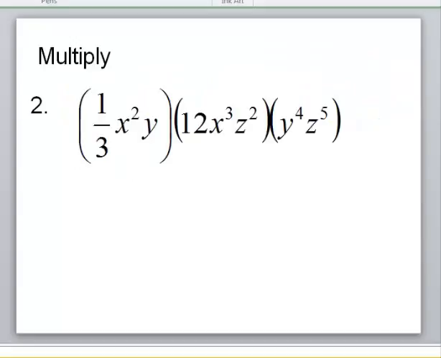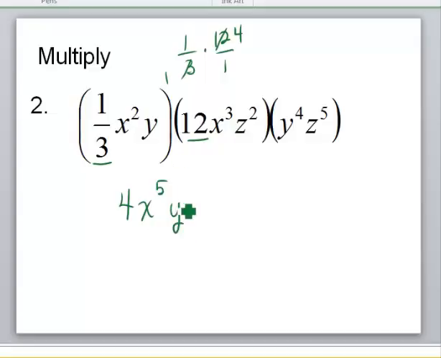On the next problem, we are multiplying again, so I'm going to multiply 1/3 times 12. 1/3 times 12 happens to cross reduce. You get 4. So I have 4, and then I have x squared times x cubed. There isn't any x over here, so I have x. Keep my base, add my exponents.